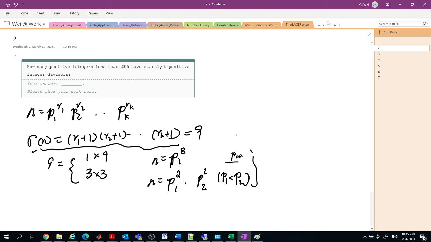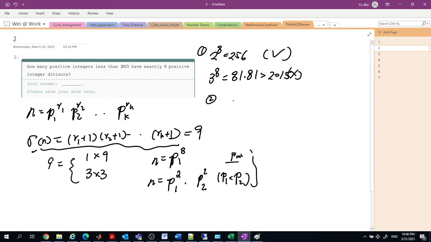So now let's do it. 2 to the 8 is 256, so it works. 3 to the 8: 3 to the 4 is 81, and 81 times 81 is already greater than 2015, so it doesn't work. Okay, so we have this one for type 1.